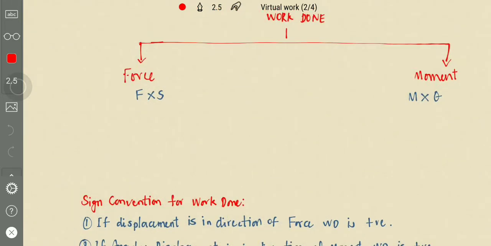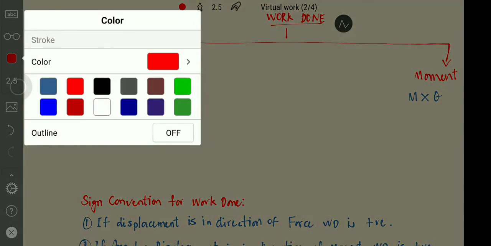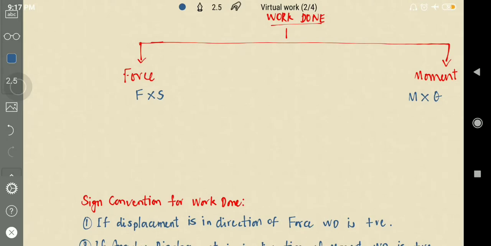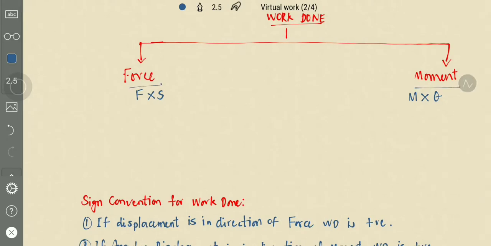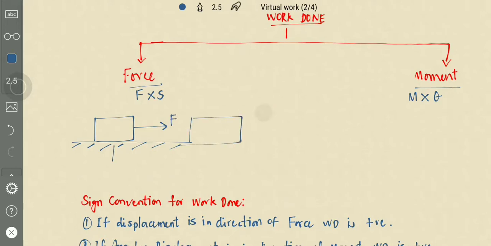So let us see what work done is. Work can be done by a force or by a moment. Suppose there is a body here, a force is applied and it moves through a certain distance s. Then the work done is given by force into distance: the force applied into the distance moved by the body in the direction of force.